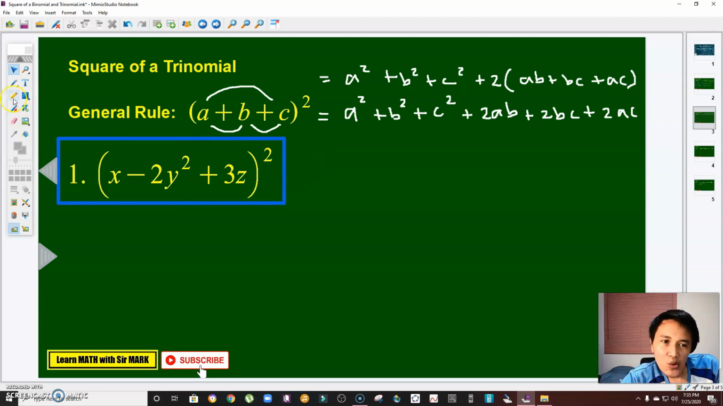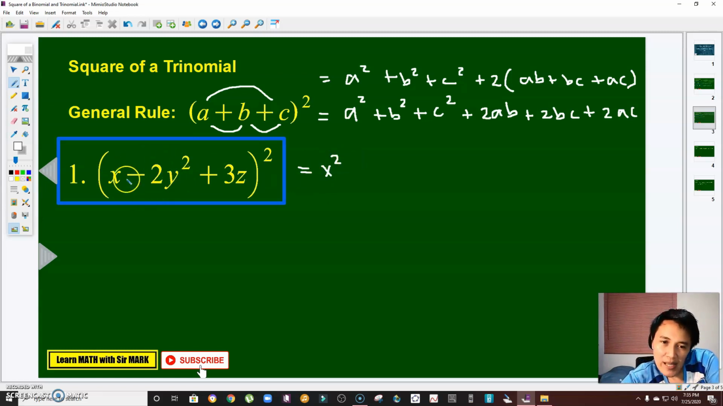Okay, so suppose we're going to square x minus 2y squared plus 3z. Remember, again, this will result to a 6-term polynomial. Okay, so to get the first term, you have to square x. Okay, so that's simply x squared, right?